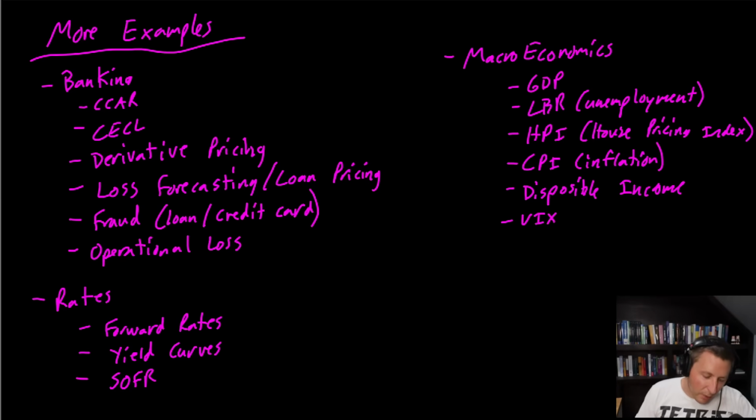Loss forecasting, loan pricing, as I talked about as well. Fraud. So loan fraud is looking for fraudulent customers, dealers, institutions, that sort of thing on the loan side. That is very different modeling than credit card fraud. So credit card fraud is looking for transactional data. And then we have operational losses within these firms as well.